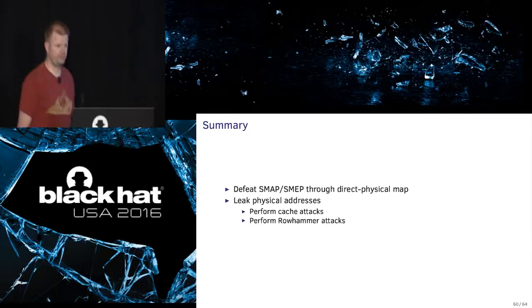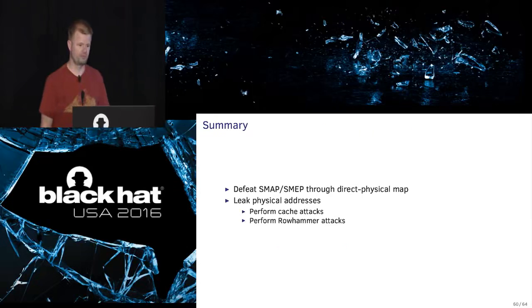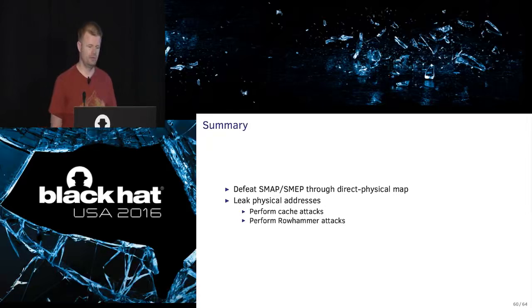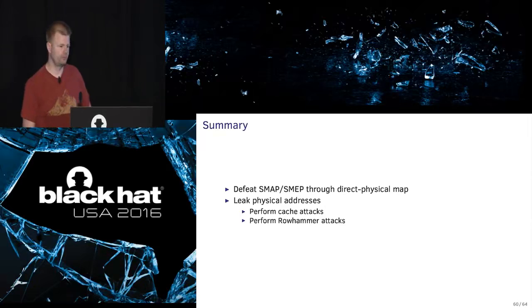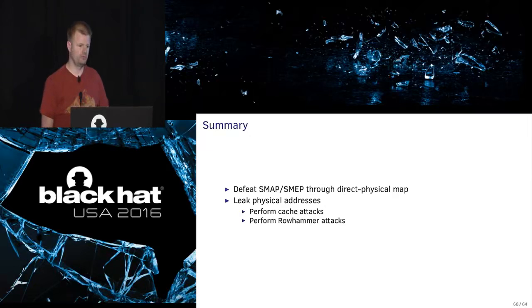So just to summarize, with a direct physical map, we're able to defeat SMAP and SMEP. And we're able to leak physical addresses. And with these physical addresses, we're able to perform other attacks, specifically cache attacks and rowhammer attacks.